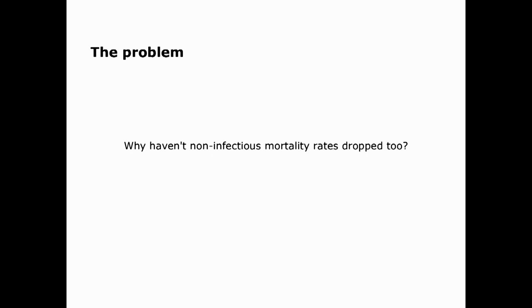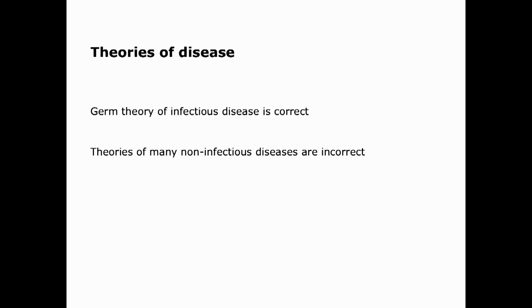So the question becomes, why haven't those non-infectious disease mortality rates dropped as well, like we've seen with infectious diseases? Part of this is because we think that the germ theory of infectious disease is actually correct. There are microorganisms, some of them pathogenic, viruses and bacteria, and these cause diseases. And we've done a pretty good job of identifying this and developing solutions to deal with these pathogenic microorganisms, but not necessarily with non-infectious disease mortalities. And maybe we have the wrong model for a lot of them.